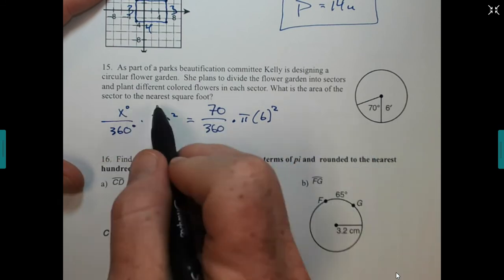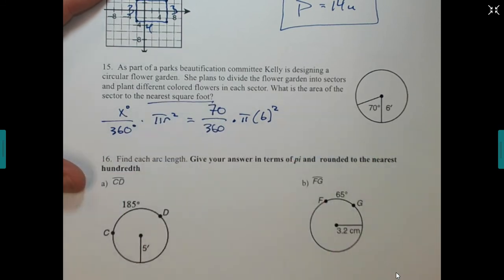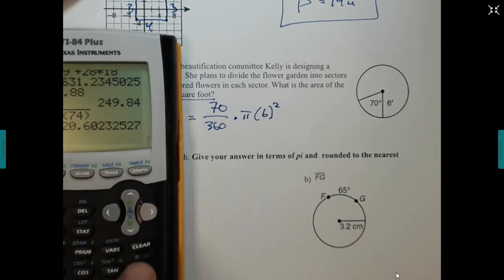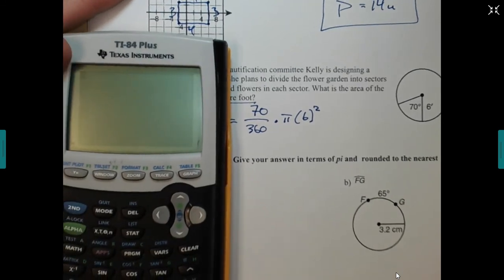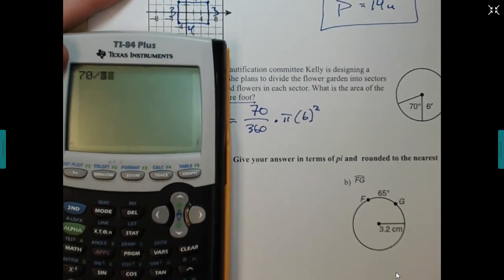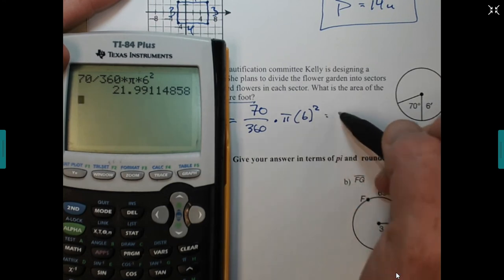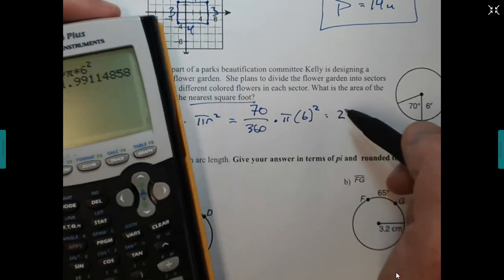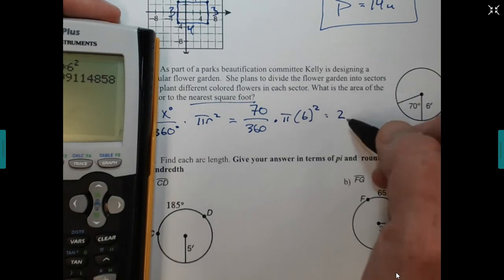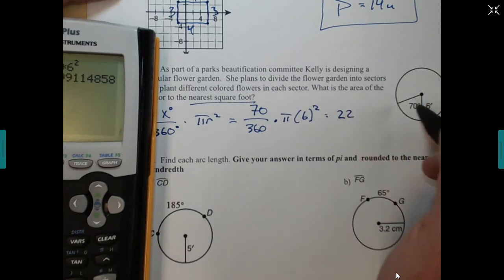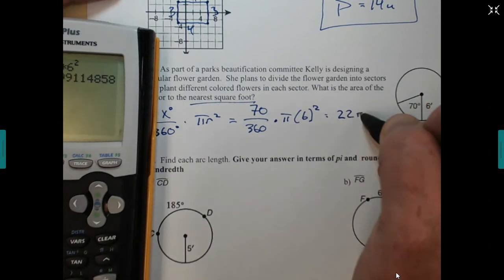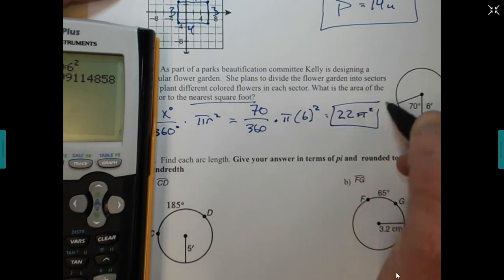They want us to round to the nearest foot. That means everything's going into the calculator. 70 divided by 360 times pi times 6 squared. Area to the nearest square foot. So that's going to be 22, and this is feet. Square feet.